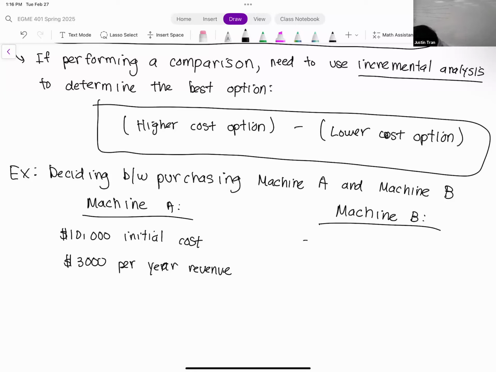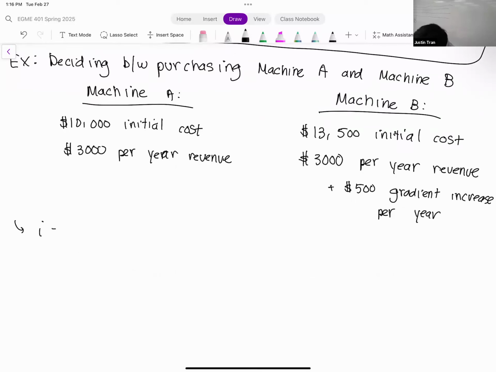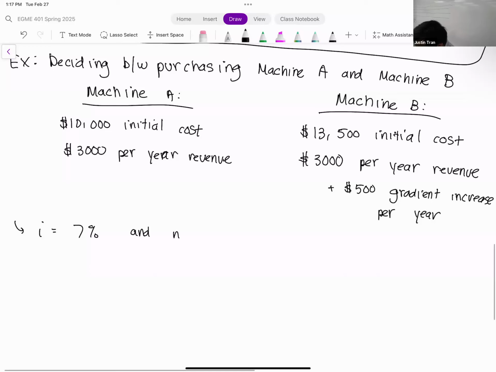Then we have machine B. Machine B has an initial cost of $13,500. Revenue for each year for machine B is going to be $3,000. But with machine B, we have an additional scaling. So this revenue is going to increase per year. All right, so for this problem, we're going to assume our interest rate here is 7%, and we have an analysis period of 5 years. Okay, so if I is equal to 7 and N is equal to 5.